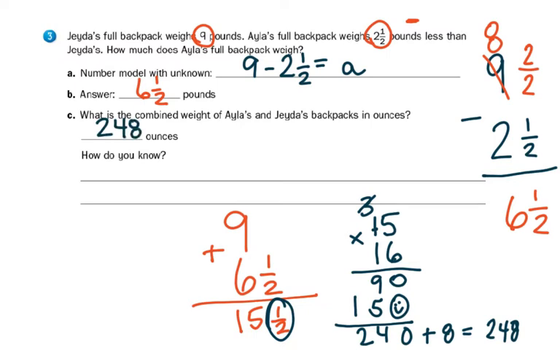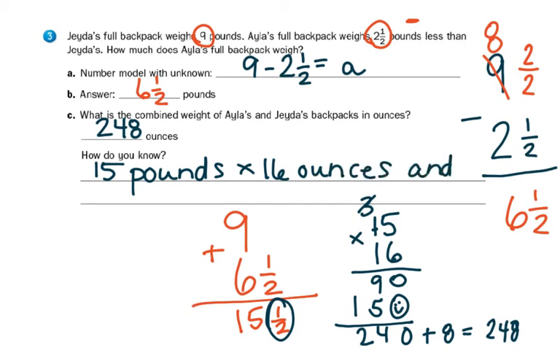How do I know? Well, I took 15 pounds times 16 ounces and added a half of a pound, which is the same thing as 8 ounces.